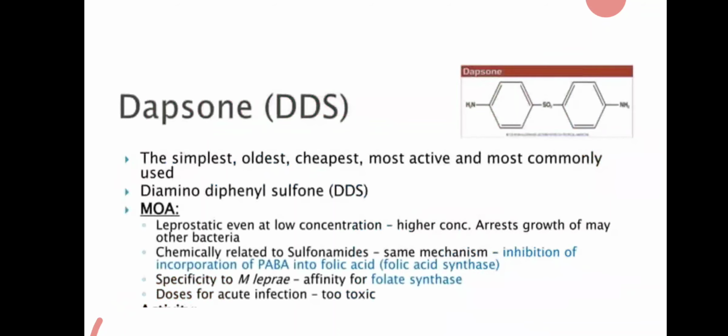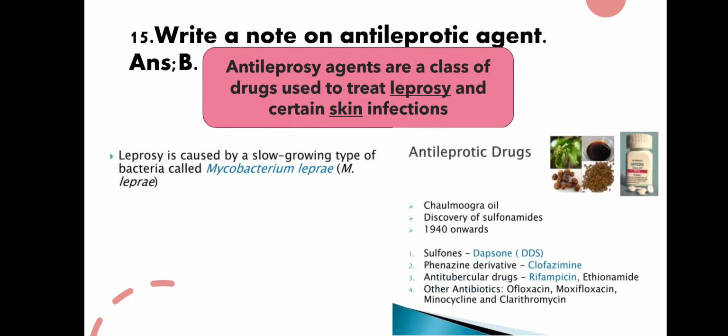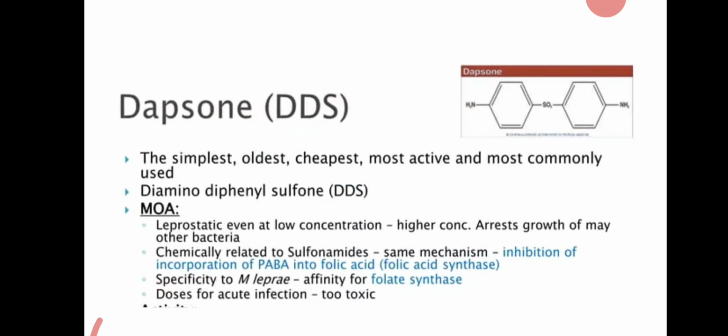Dapsone is one of the simplest and oldest and cheapest, most active and most commonly used anti-leprotic agents. What is the mechanism of action? Leprostatic, even at low concentration. Higher concentration arrests growth of many other bacteria. Means in low concentration they will stop the growth of the bacteria, but in high concentration they will arrest the growth of the bacteria totally.